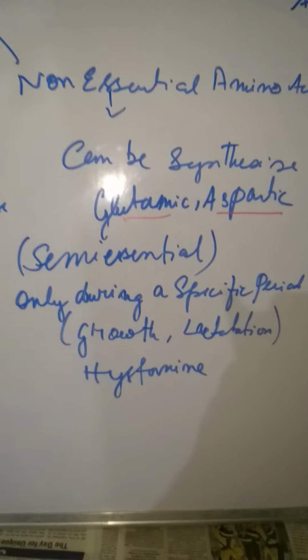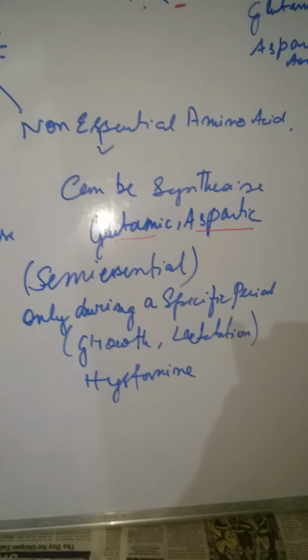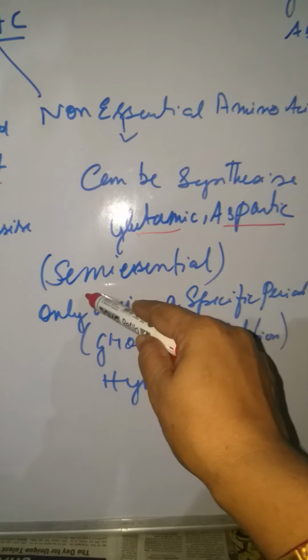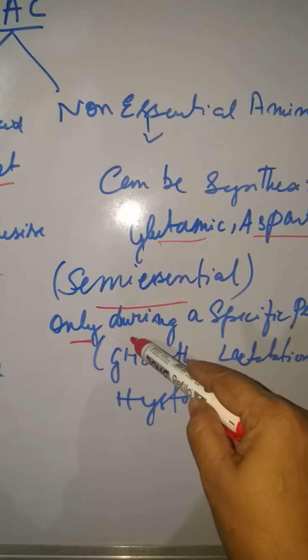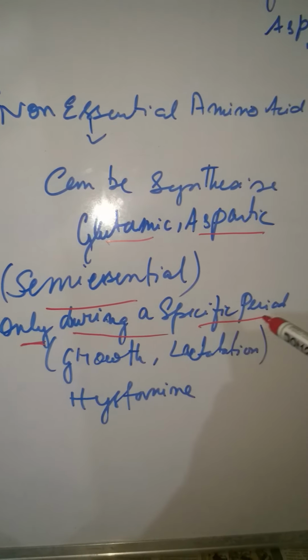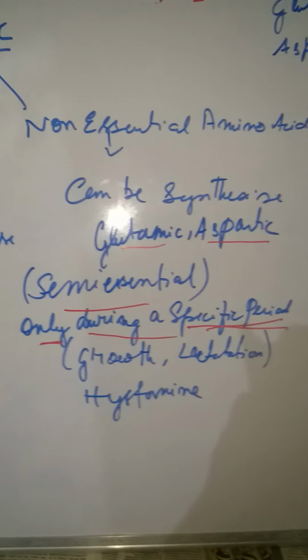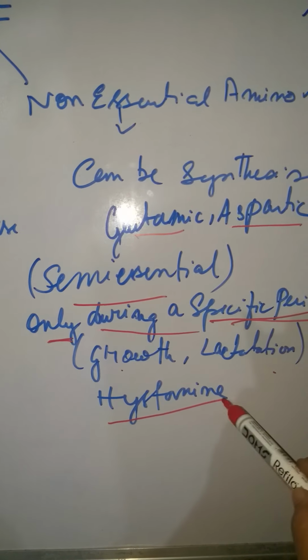Now a third category has also been defined, known as semi-essential. Semi-essential means they are only required during a specific period, for example during growth and lactation, and that is known as histamine.